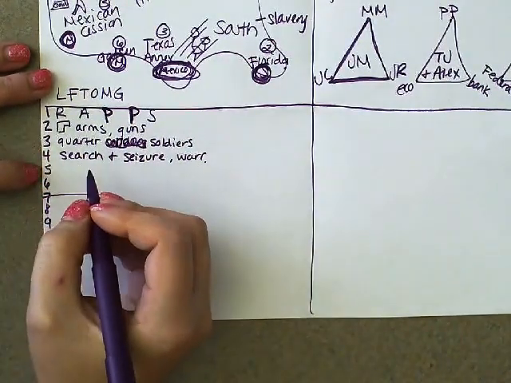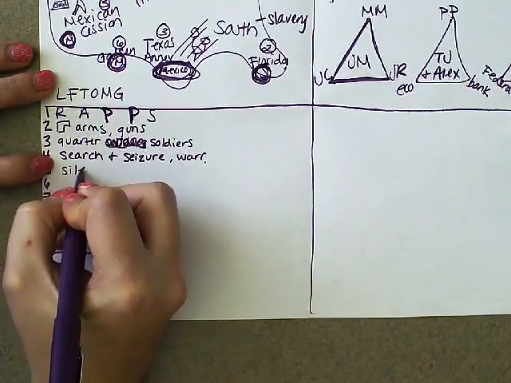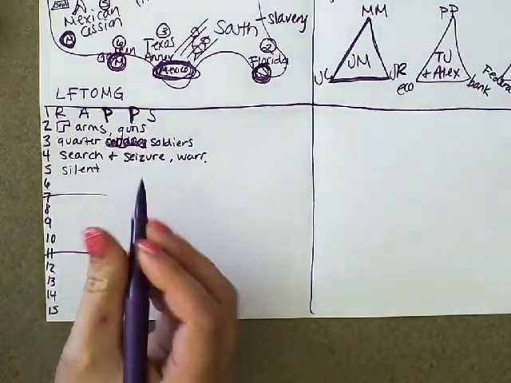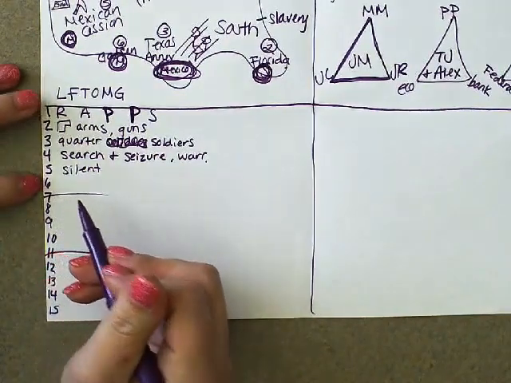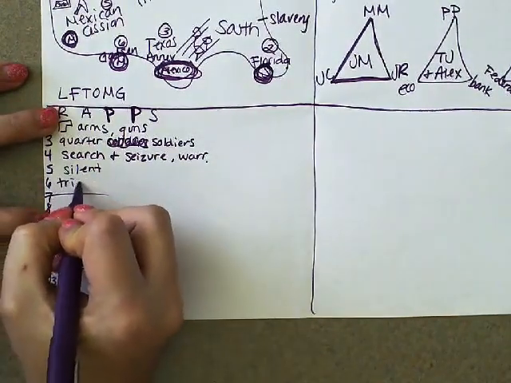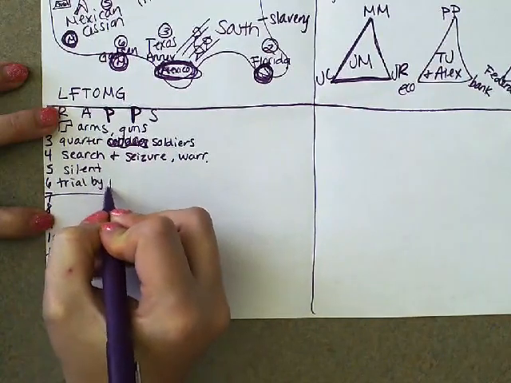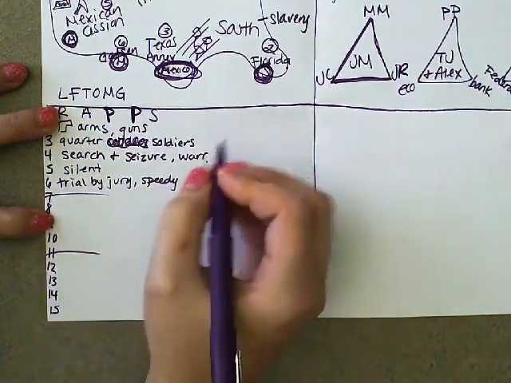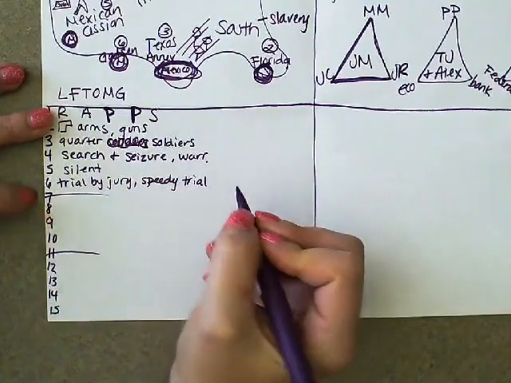Number 5, you have the right to remain silent. Anything you say or do will or can be used against you in the court of law. Number 6, trial by jury. And a speedy trial at that. And we have hand signals to help us remember that for all of these.